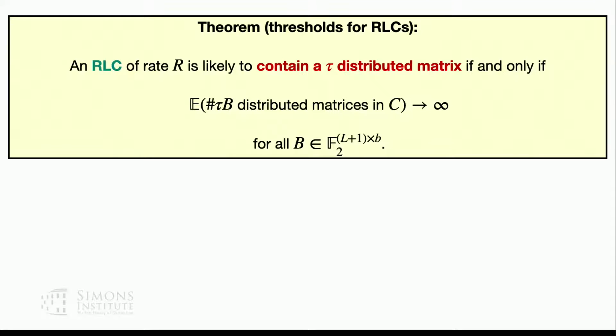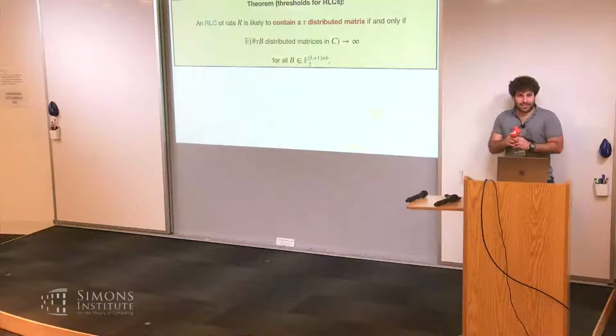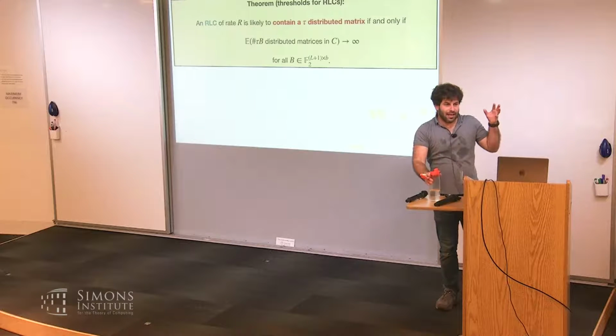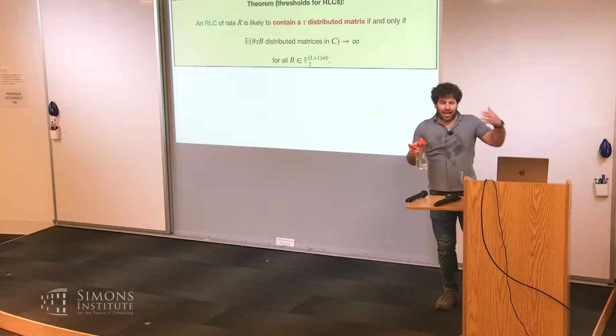Quick question. Yes. It also says that when this doesn't happen, it will not contain, right? Yeah. So the other direction is easy, right? So it's an if and only if. One direction is easy. If I didn't say it explicitly, right?